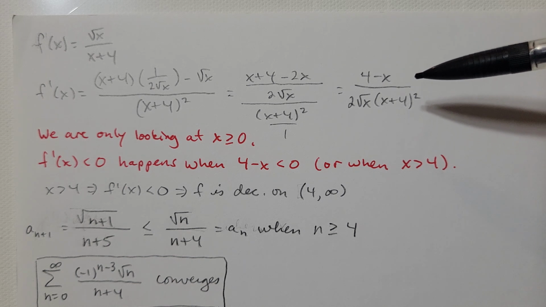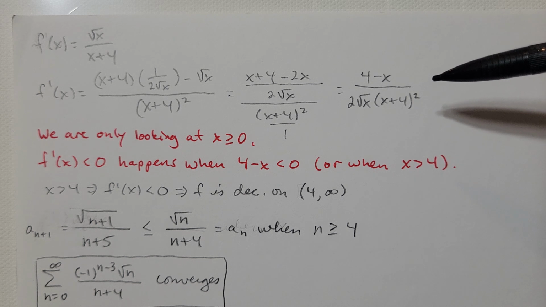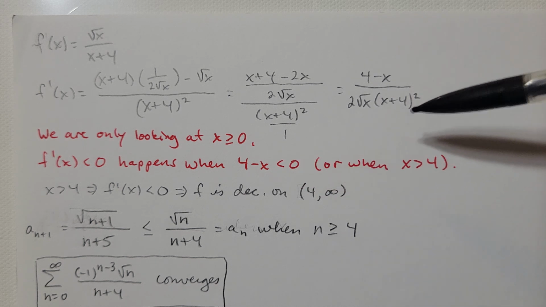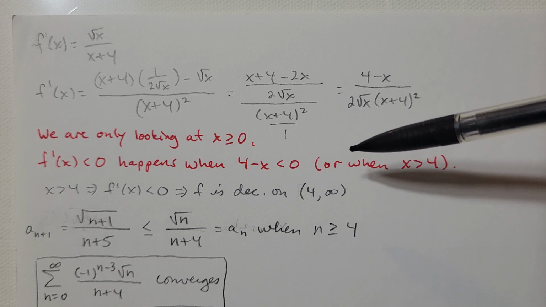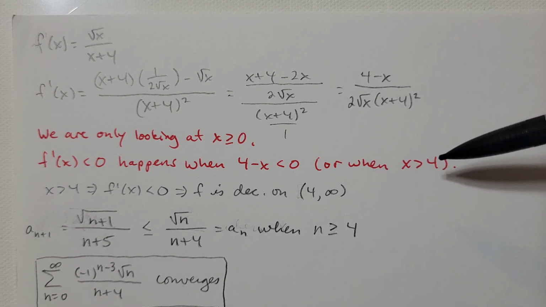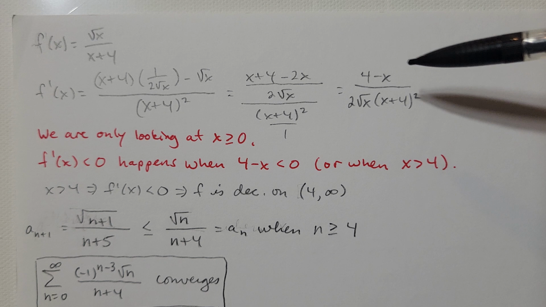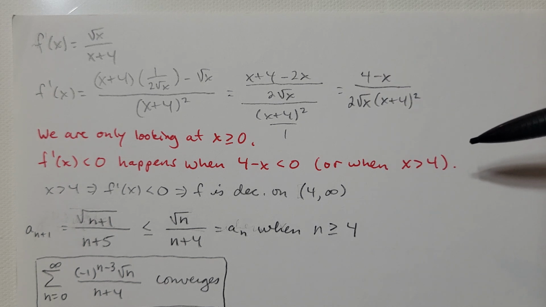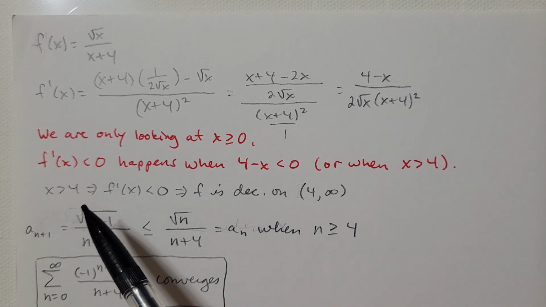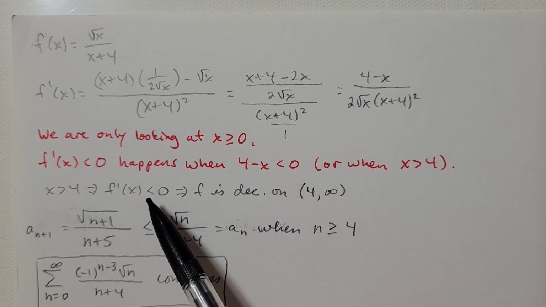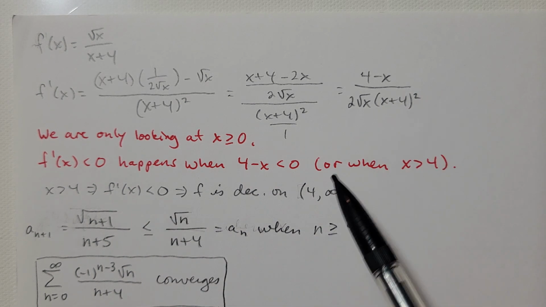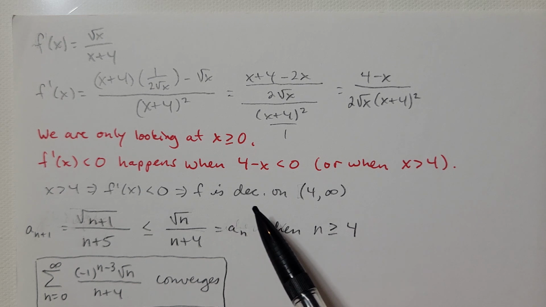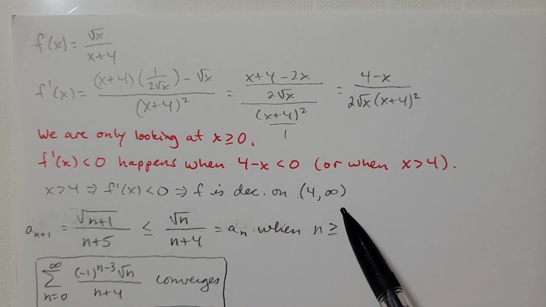And the numerator, let's see. If I let 4 minus x be less than 0, well, that's going to happen when x is bigger than 4. So the terms won't decrease until I'm after 4. Now, x greater than 4 means that f prime of x is less than 0. We said that, right? So f would be decreasing on the interval 4 to infinity.